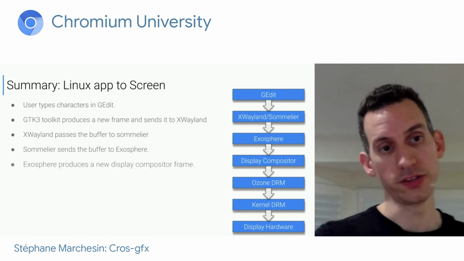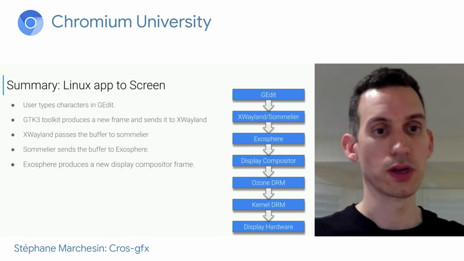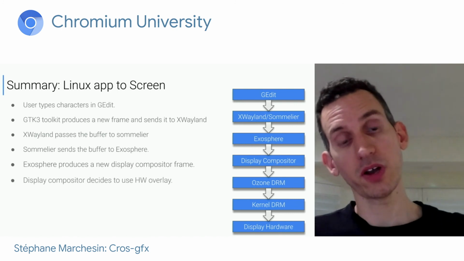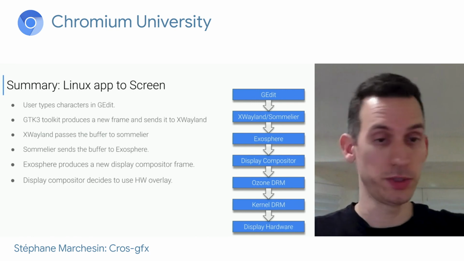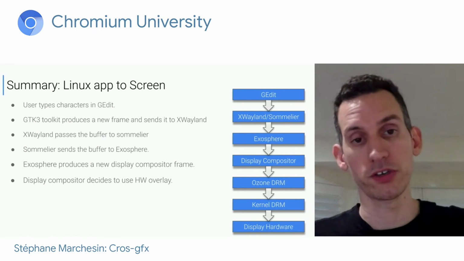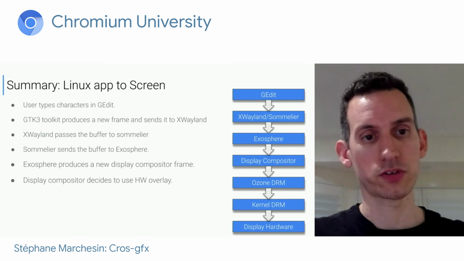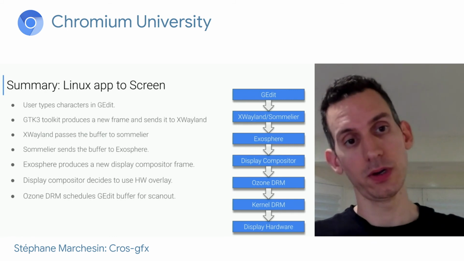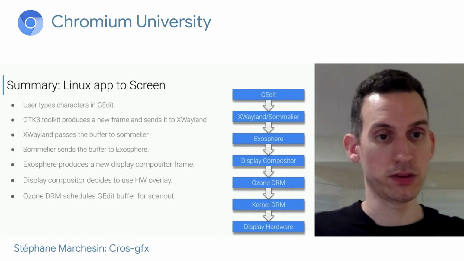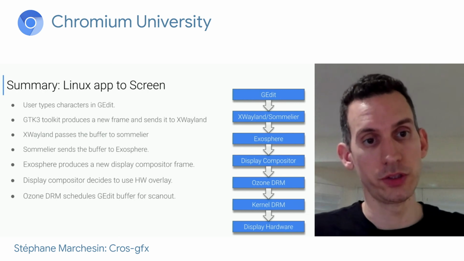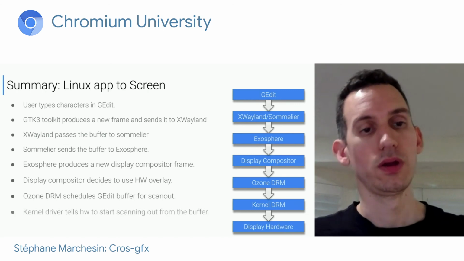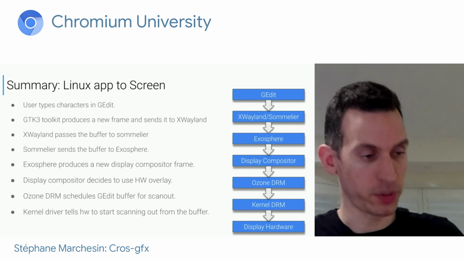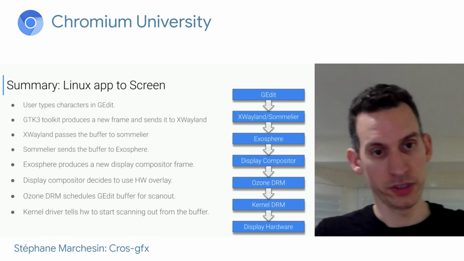And at that point, it's exactly what happened before with the Play Store app, which is Exosphere produces a new display compositor frame. The display compositor decides, oh, I could use the hardware overlay again. Maybe this is the only application that's moving. Maybe this is the main application on my screen. So we decide to give it a hardware overlay. And then Ozone DRM schedules displaying this set of layers that we have, including the gedit buffer, for being scanned out. It does so by talking to the kernel driver, which then tells the hardware, hey, please start programming these buffers to become visible at these coordinates, etc. Right?